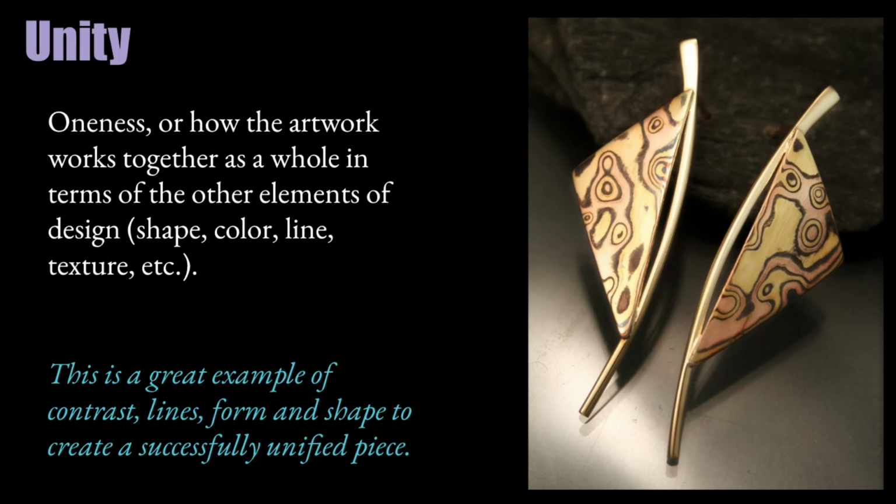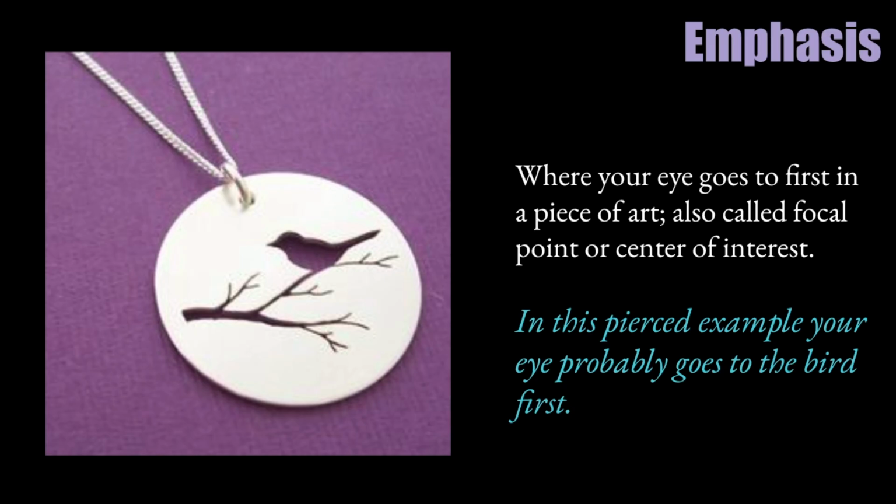Moving on to unity, it is a term that means oneness, or how the artwork works together as a whole in terms of the other elements of design, such as shape, color, line, texture, etc. The repetition of shapes and colors in these earrings help unify the form. The other unifying factor here is the 2 silver wires used to hold the mokume.